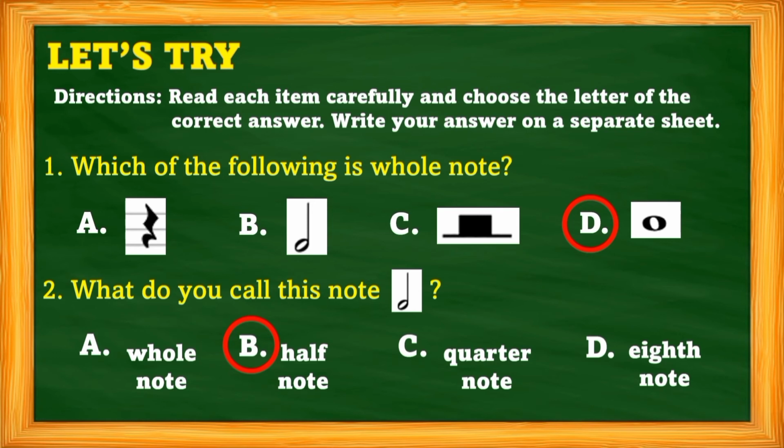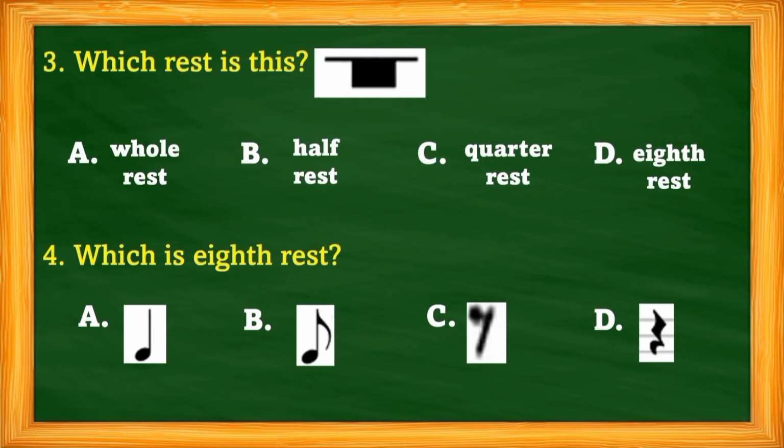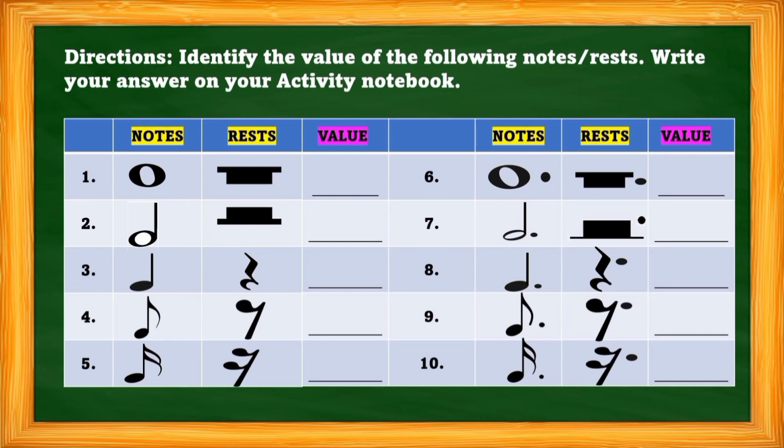Half note. Number 3. Which rest is this? A. Whole rest. B. Half rest. C. Quarter rest. Letter D. Eighth rest. Very good. The answer is whole rest. Number 4. Which is eighth rest? Very good. Letter C. It's like number 7.